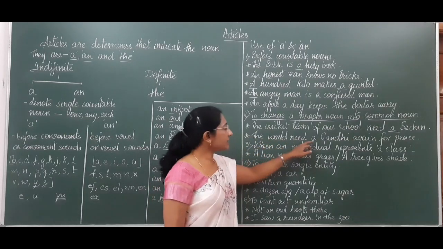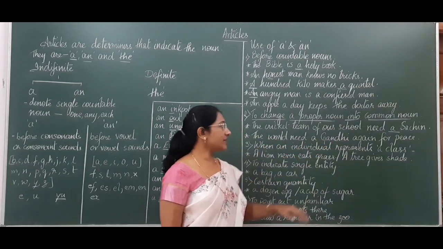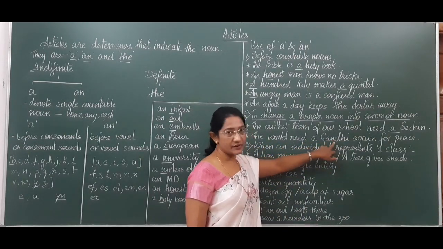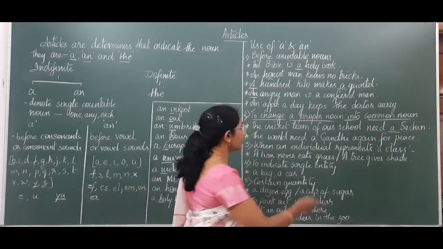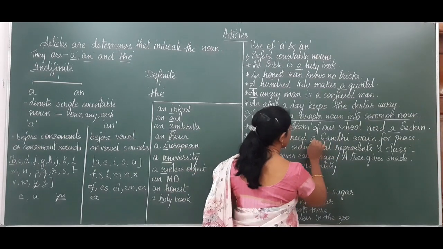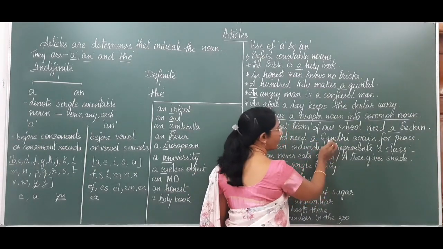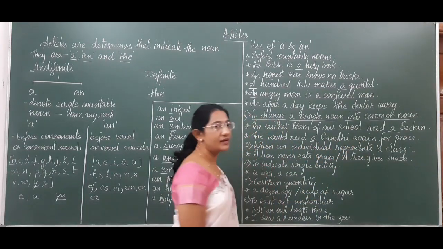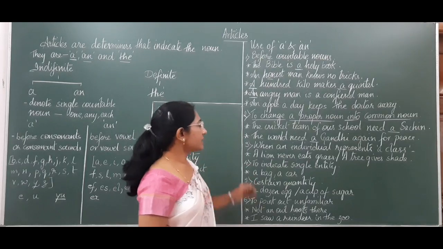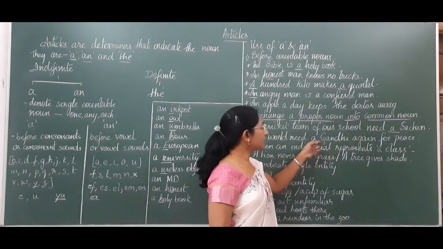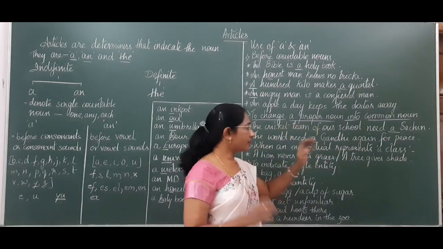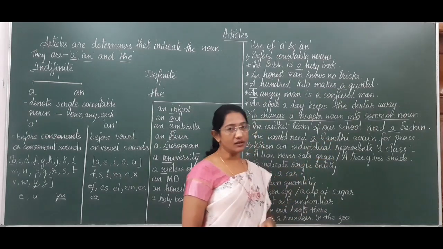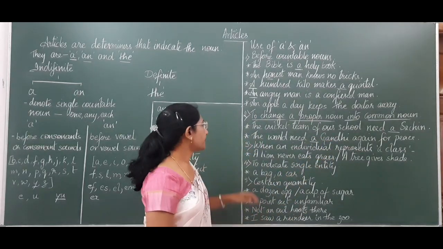The world needs a Gandhi again for peace. Gandhi is referred to generally. Okay, so we use a before the common nouns. Though it is a proper noun, it is used as a common reference. So we use a Gandhi, not as a proper noun. It is used in a common way.